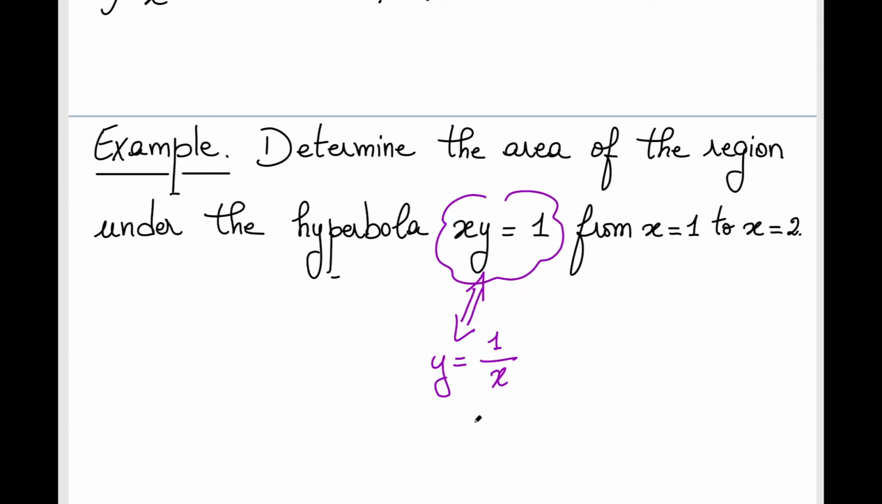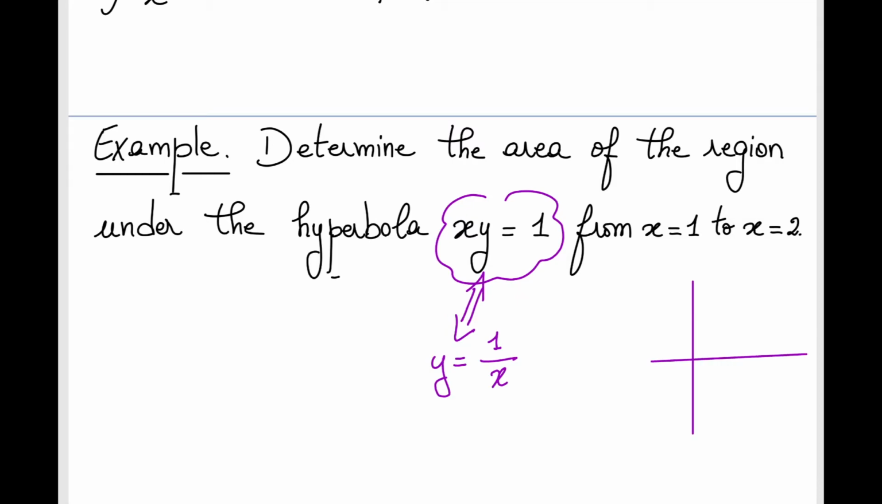Right? As long as x is not 0. Well, x cannot be 0 to begin with, because if x is 0, 0 times a number cannot be 1, right? So x is certainly not 0. Okay. And how do we graph that?